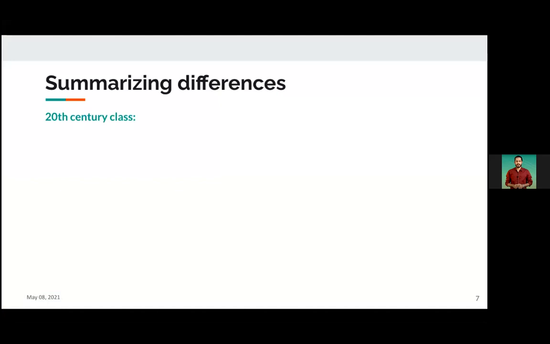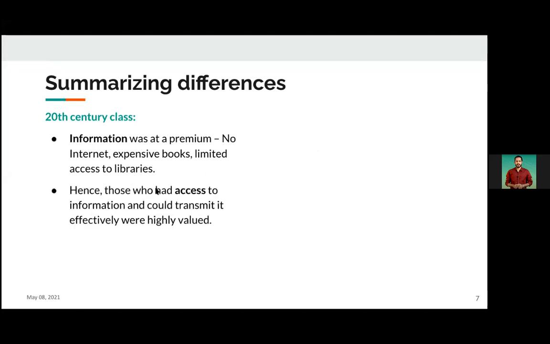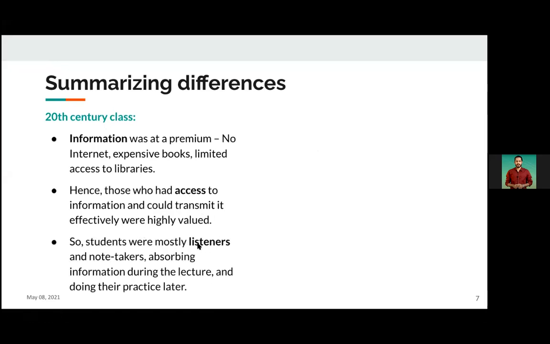So if you think of 20th century class, all of us know that information was at a premium. There was no internet, expensive books were available, and limited access to the libraries was there, right? Hence, only those who had access to information and could transmit it effectively were highly valued. Correct? So most of your answers were something like this. Students were mostly listeners and note takers. They were absorbing information during lectures and they could do the practice later. So this is a very typical classroom scenario with respect to 20th century class.